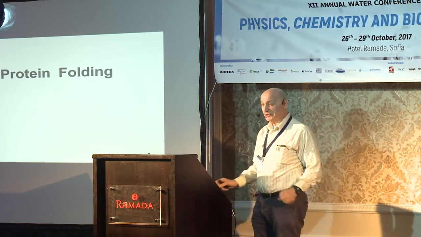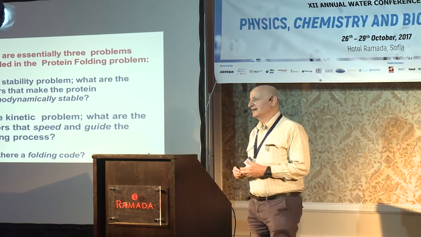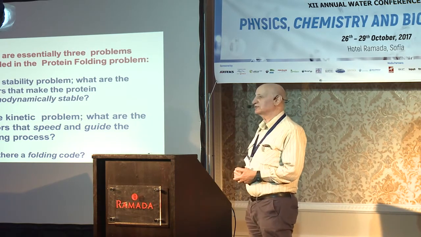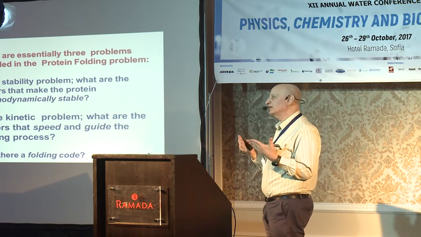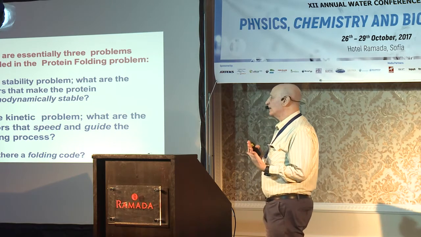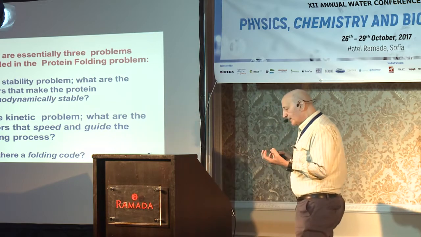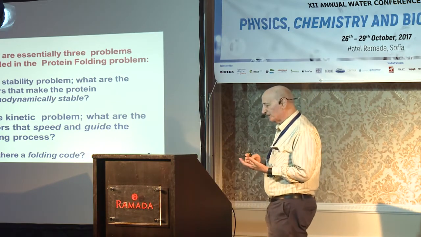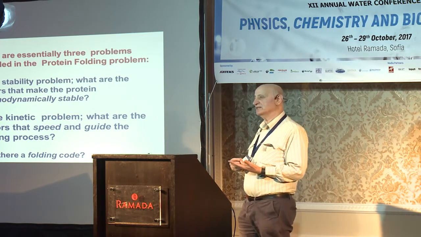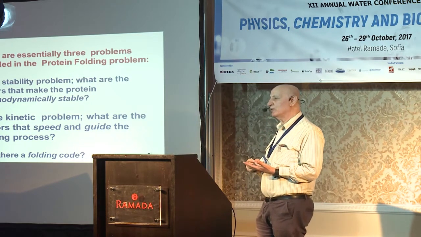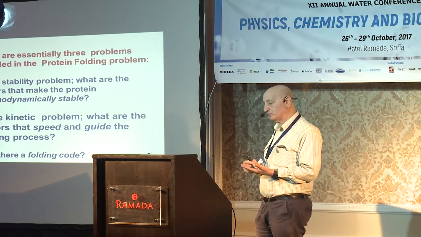Now, I will briefly go into the three main problems of what is considered to be the protein folding problem. One is the thermodynamic problem, or the stability. What factors make the protein stable? Originally, in the history, Pauling and others, before the 50s, in the 30s and 40s of the last century, Pauling thought that intramolecular hydrogen bonds are important.